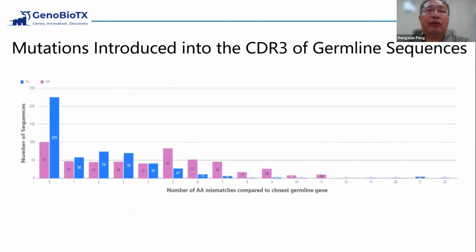Then, as you know, during the maturation of the B cells, a lot of mutations are introduced into the CDR regions, both CDR1, 2, and 3, to increase the affinity of the antibody to the antigen. From here, you can see both the light chain and the heavy chain have successfully had a lot of mutations introduced for antigen binding. That means the human antibody can be successfully matured in the mouse B cells.